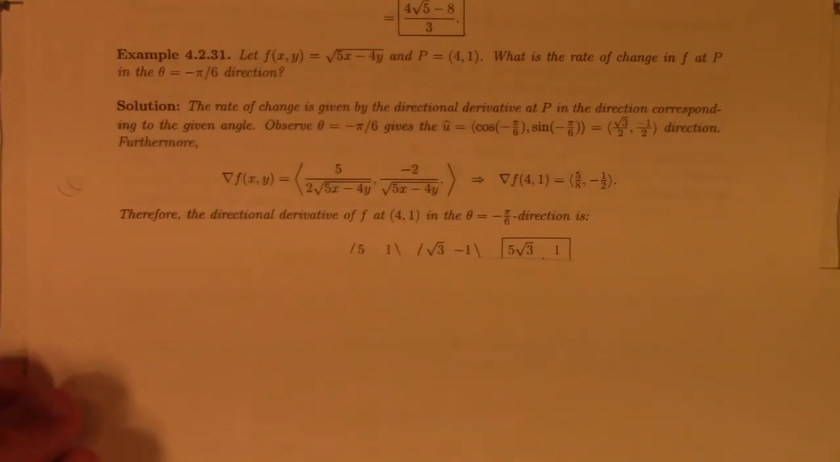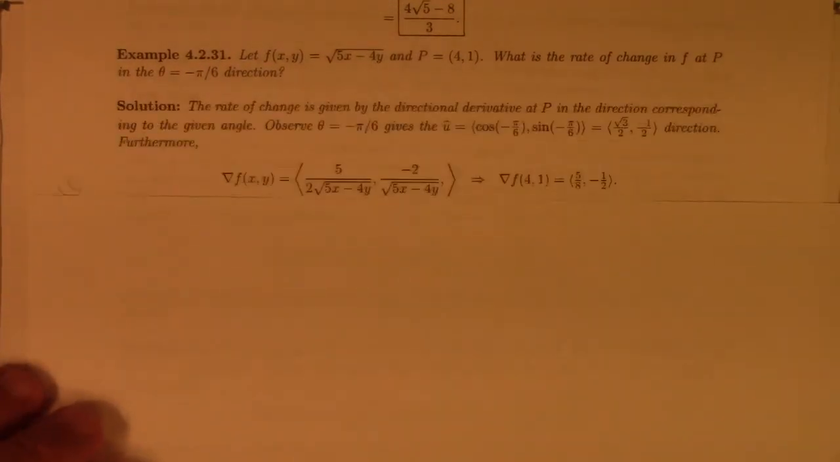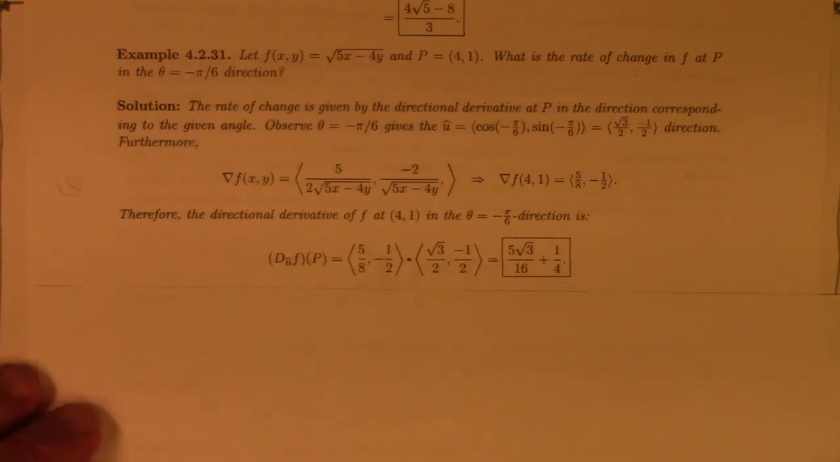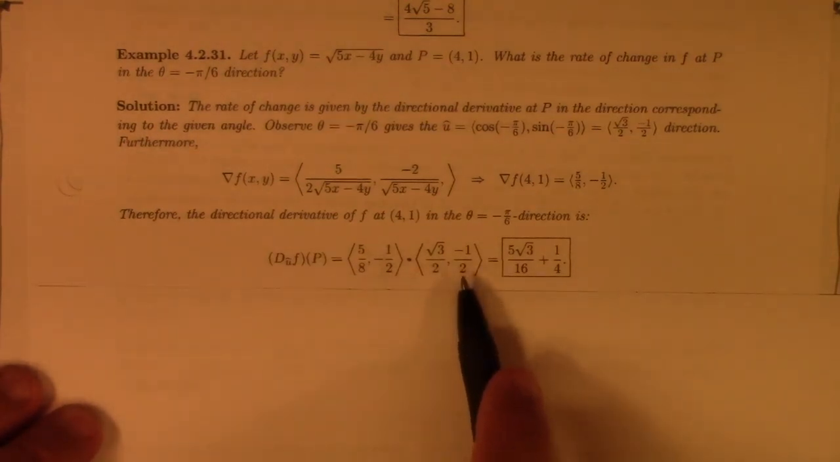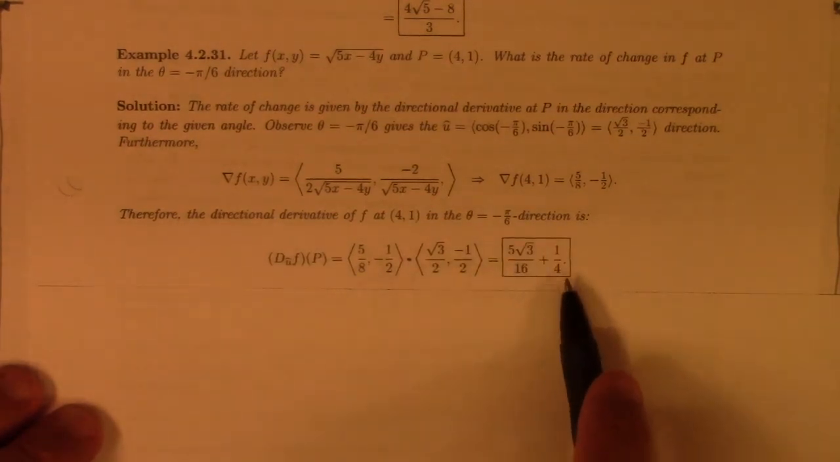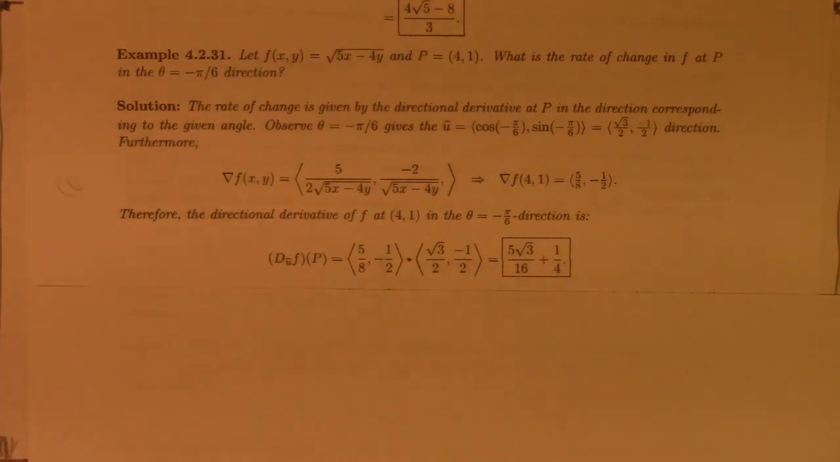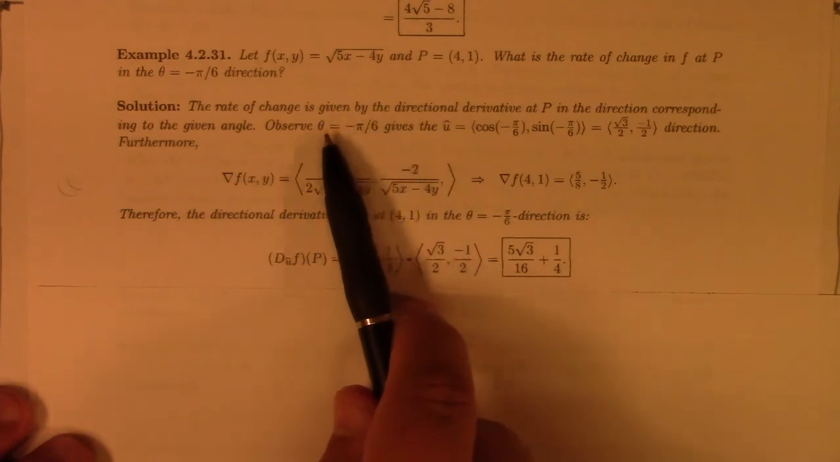Here's another one. Here's a function. I calculate the gradient at an arbitrary point. I plug in the point 4, 1. That gives me the gradient vector. I take the dot product with the unit vector in the direction of interest, and that gives me the rate of change, in this case, in the theta equals minus pi over 6 direction.